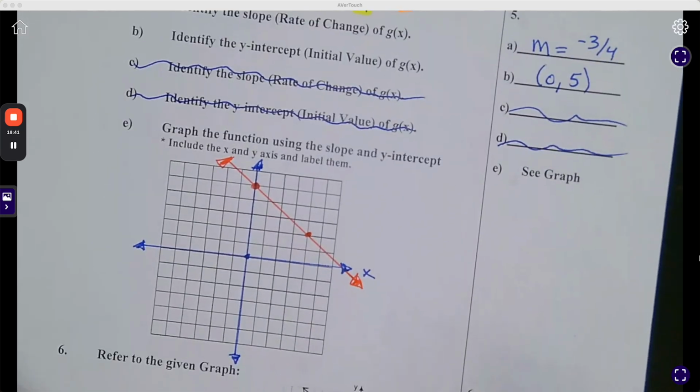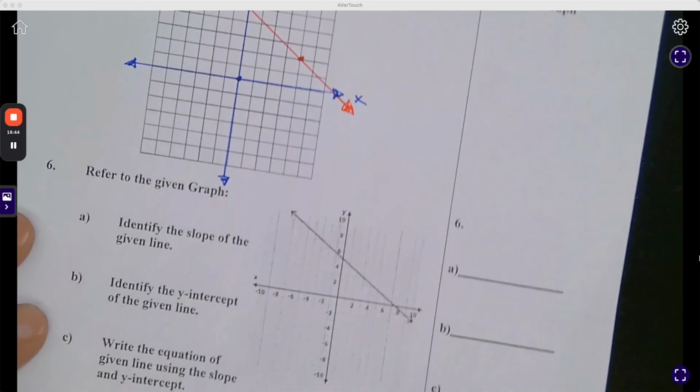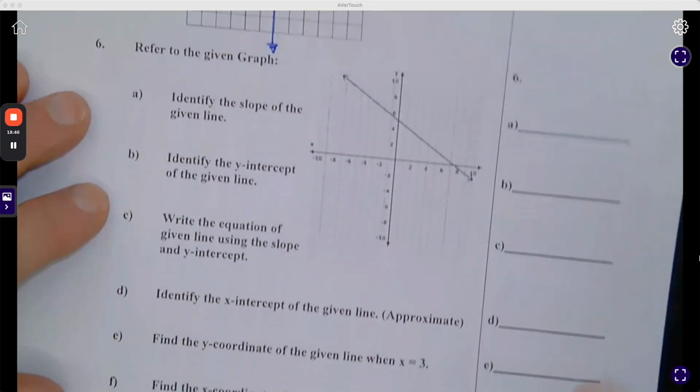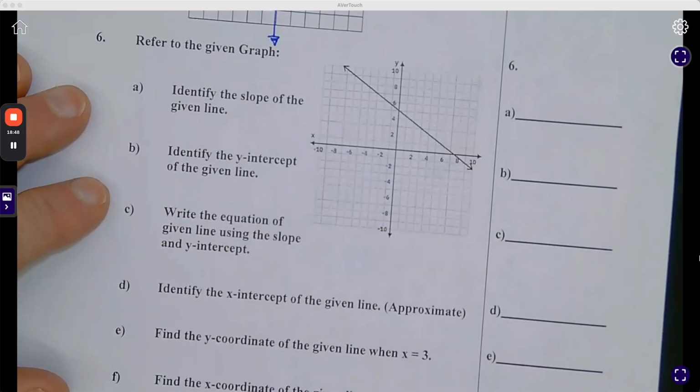Okay, refer to the given graph. Last one, you're doing great. Hey, don't reach for that phone. Keep the distractions away now.